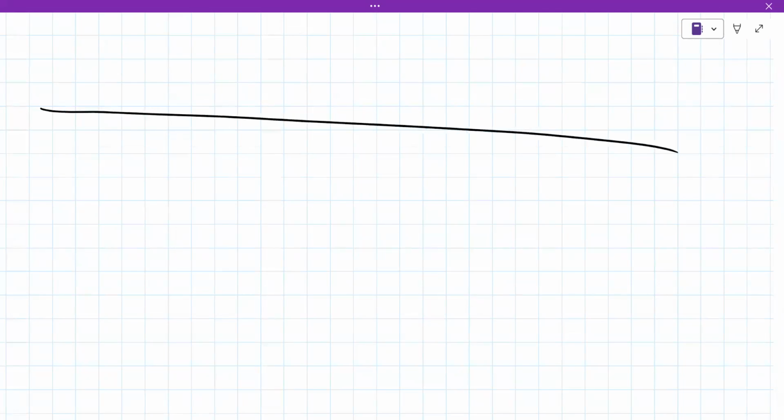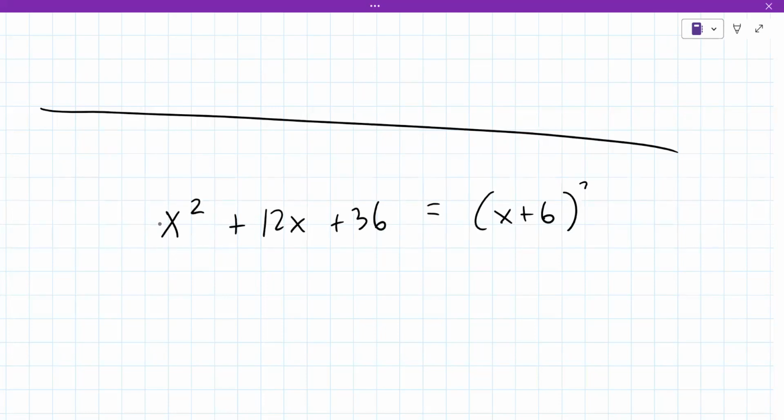I saw a couple of those on your test. Yeah. So a perfect square trinomial looks like something like, let's build up to it. So let's say it's x squared plus 12x plus 36. This becomes (x plus 6) squared.